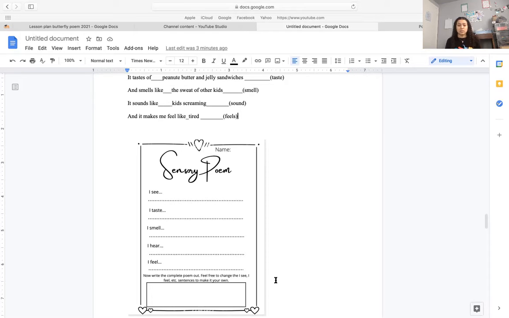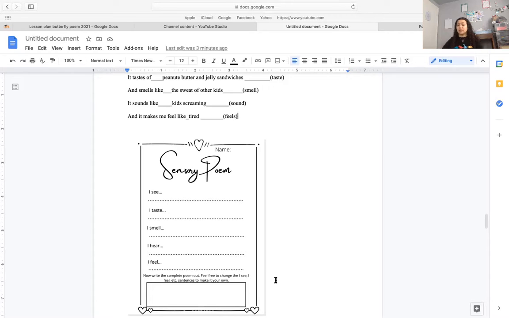What would you taste? What would you smell? What would you hear? What would you feel? And then at the bottom, there's a little box where I want you to write out the complete poem. So this will be like your finished rough draft. So after we brainstormed some of the things that we might include in our poem, go back through it and say, now I'm going to put together my poem. I'm going to write it out, and I'm going to decide what I want to be in my poem.